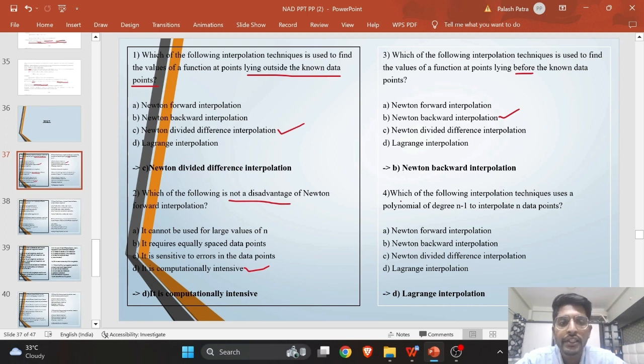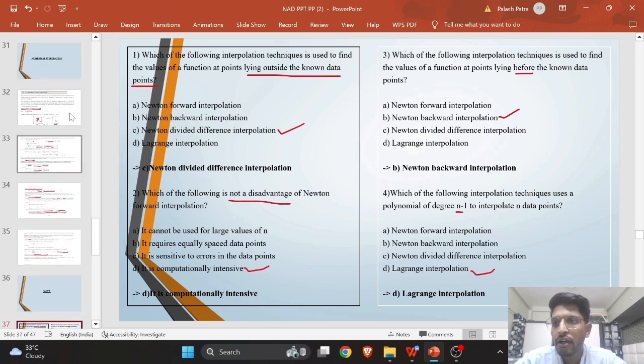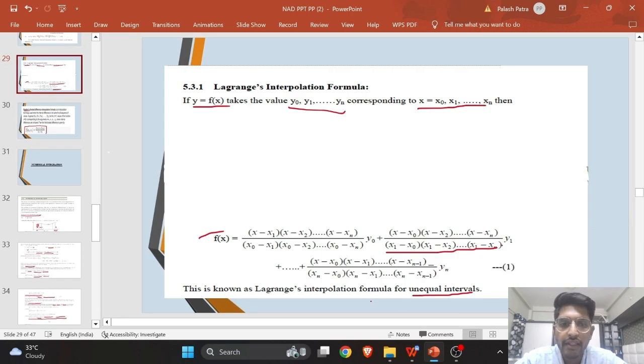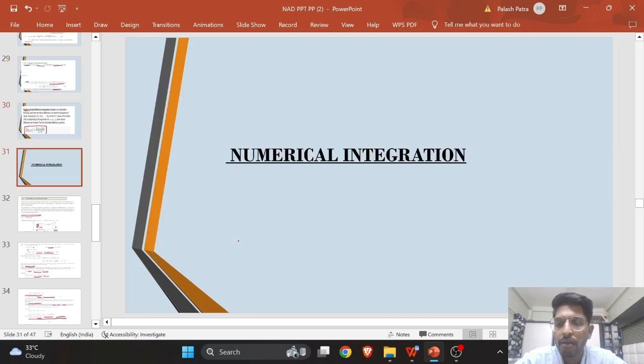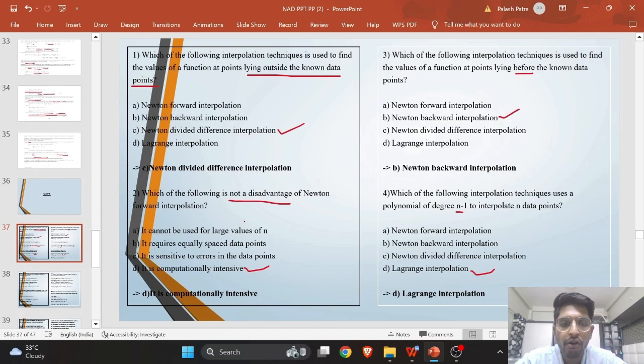Now the fourth question says, which of the following interpolation techniques uses a polynomial of degree n minus 1 to interpolate n data points? The option over here would be Lagrange's interpolation. As we have seen in the formula of the Lagrange's interpolation, it goes from y0 to yn. So the polynomial required over here is of degree n minus 1 to interpolate n data points. So option D, that is the Lagrange's interpolation, is the correct option.